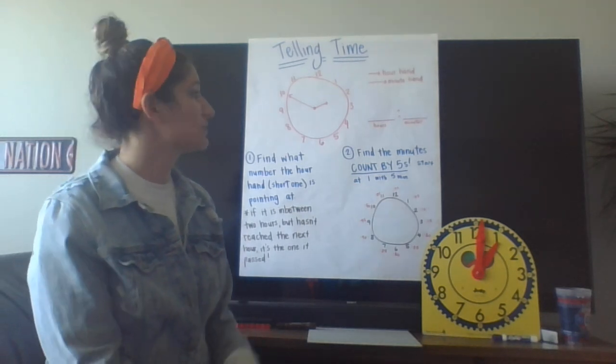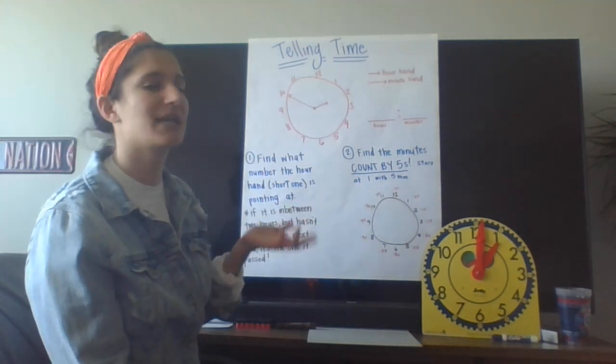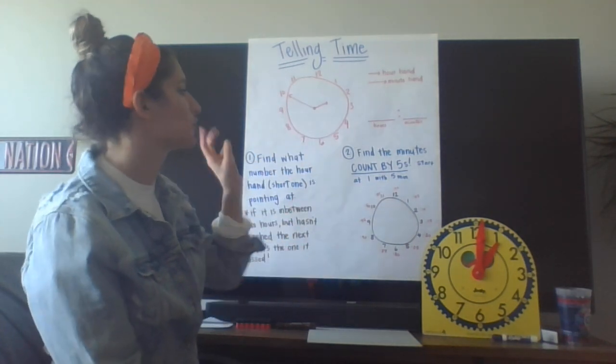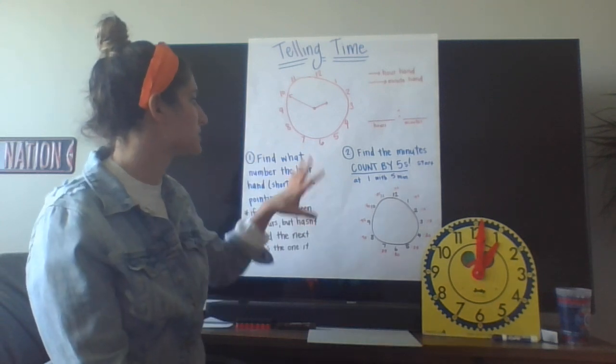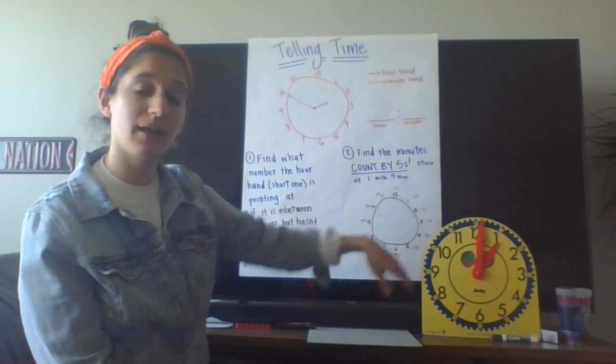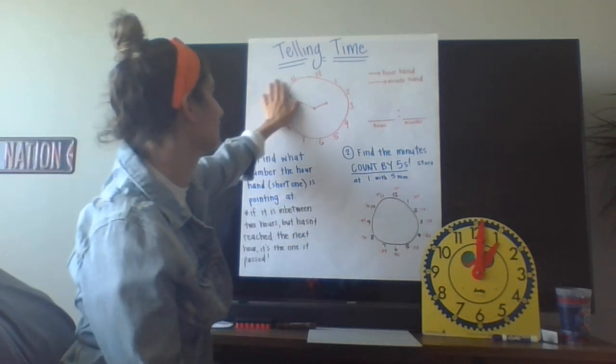So today what we're going to do is I'm going to kind of show you the steps. When we see a clock, how do we tell the time? What time is it? There's two main steps that we do. And then once we do that, I'm going to put some times on my clock and I'm going to see if you guys can figure out what time it is. So first of all, I have a clock here.